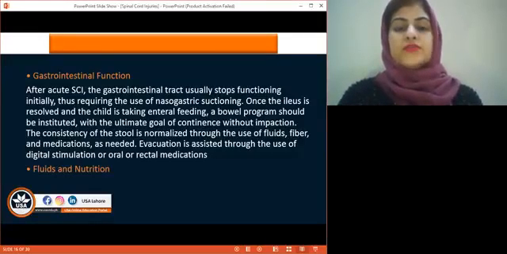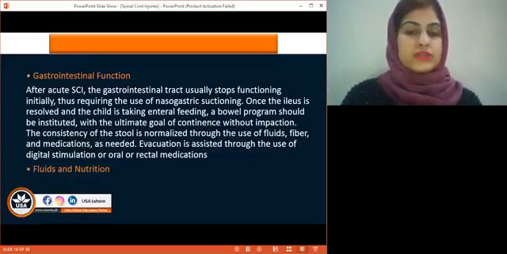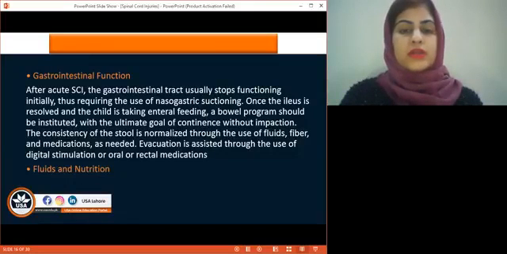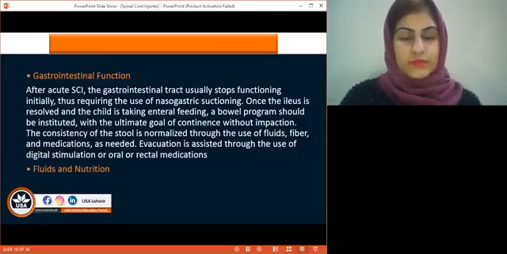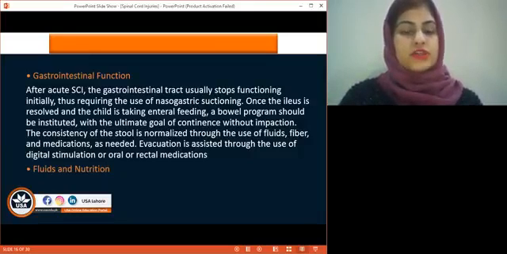The consistency of the stool is normalized through the use of fluids, fiber, and medications as needed. Evacuation is assisted through the use of digital stimulation or oral or rectal medications. So, in short, for gastrointestinal function, your main goal is to achieve continence without impaction, and you need to assist the evacuation with the help of digital stimulation or oral or rectal medications. Fluids and nutrition need to be monitored.